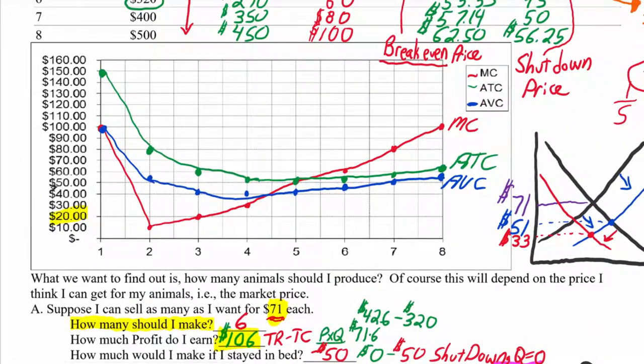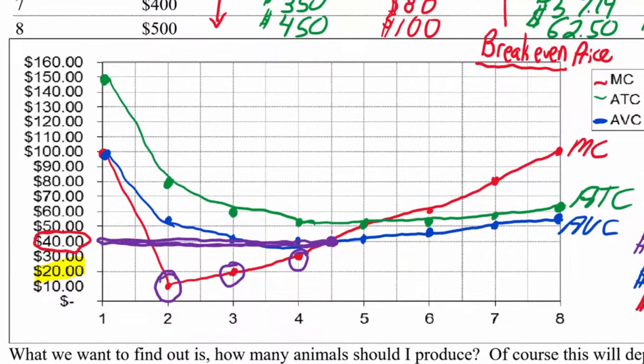All right, so here's $40. So anytime the price is below that $40, just shut down. And when we combine that with our other rule for how many to produce, which said, look at these individual units, and if the marginal cost is less than the price, produce it. Let's start at a high price. That's the easiest way to see this. What if the price was $100? How many units would we produce?